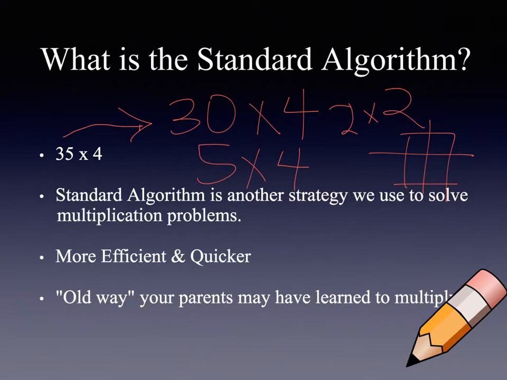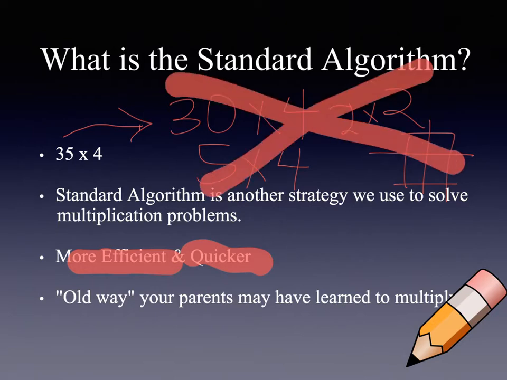You'll find that once you get comfortable and start using the standard algorithm more often, it is actually more efficient. And efficient means that you can do it better and you get a more accurate answer most of the time. And it is actually quicker. So what we want you to be able to do by the end of 5th grade is to not use these strategies anymore, but to be using the standard algorithm when you multiply. That way you can become more efficient and quicker at multiplying.